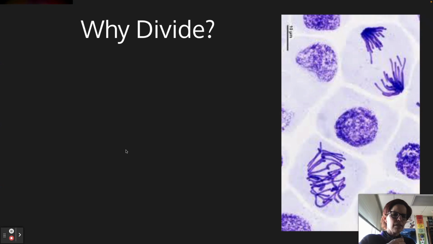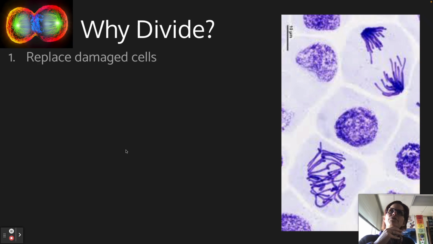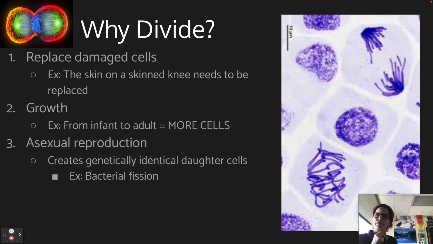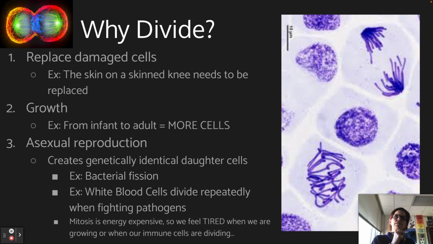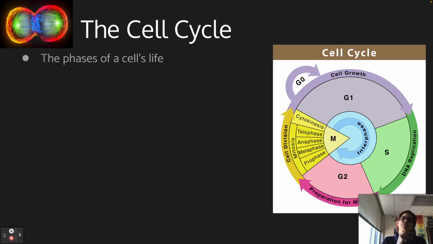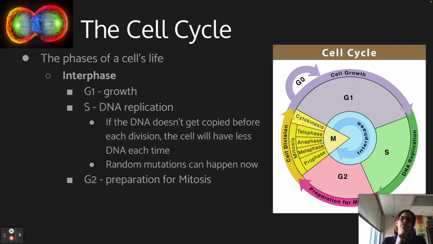Okay, and then we need to talk about mitosis. Why do cells divide? There's several main reasons that cells divide: to replace damaged cells and so that we can grow. So an infant growing into an adult is going through mitosis, and then asexual reproduction. Just like skin cells go through asexual reproduction or bacteria go through asexual reproduction. That's mitosis. Okay, and then the cell cycle: interphase, prophase, metaphase, anaphase, telophase.